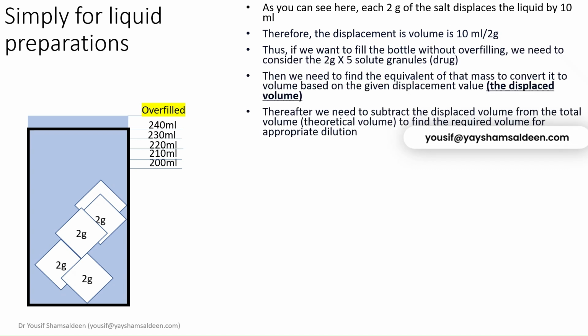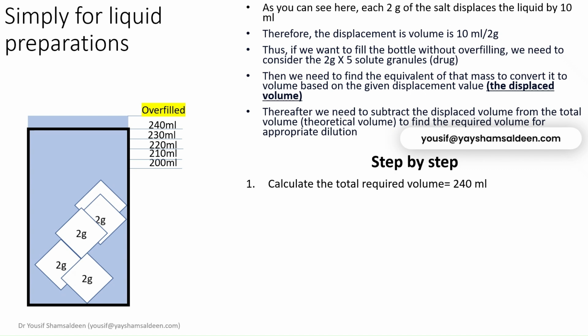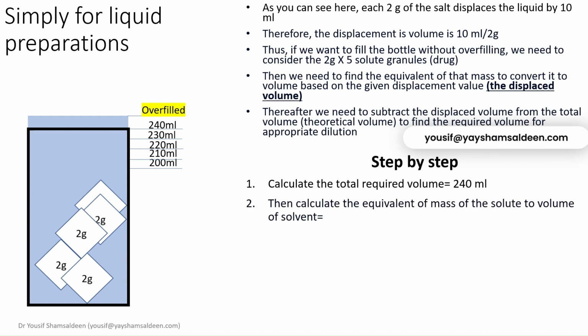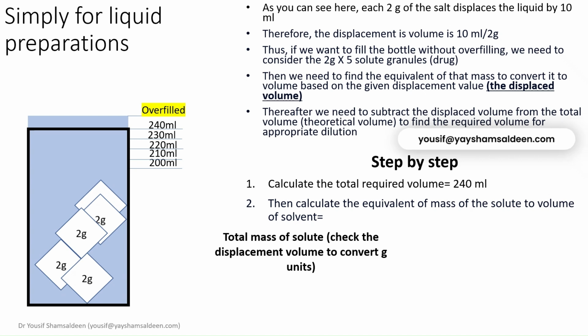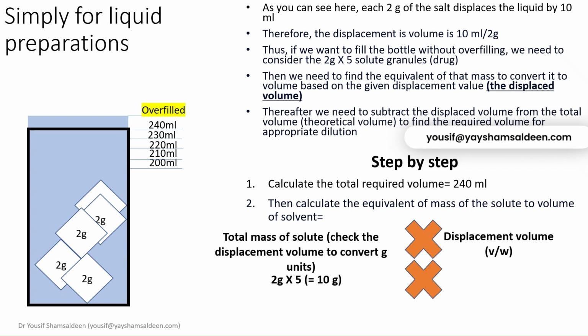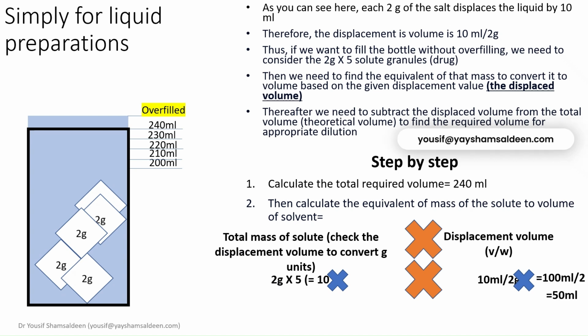Therefore, if we want to calculate the accurate volume of the solvent, we need to apply 3 steps. The first step is what's called the theoretical volume or the volume of the container, and that's 240 milliliter. And then the second step is the multiplication of the total mass of the drug by the displacement volume. That's 10 grams multiplied by the 10 ml per 2 grams. And that gives us 50 milliliter.